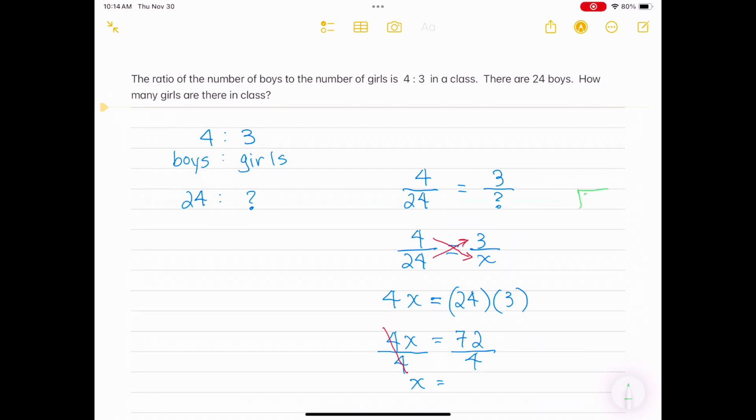So 4 divided by 4 on the left-hand side of the equation equals 1. 1 times x, which leaves x by itself on the left-hand side of the equation. And on the right, I have 72 divided by 4, a calculation that I will do on the side. 72 divided by 4 equals 18, so now I have x equals 18, which means there are 18 girls in the class, and I box my answer.